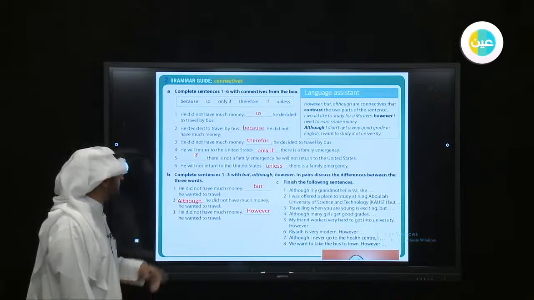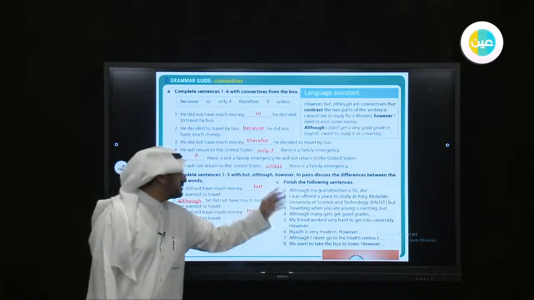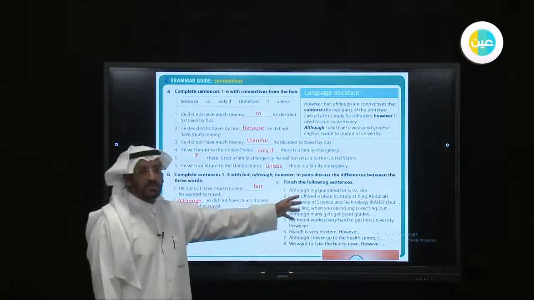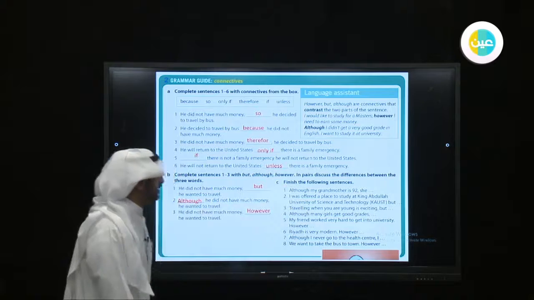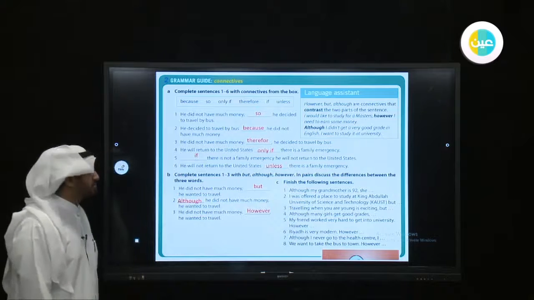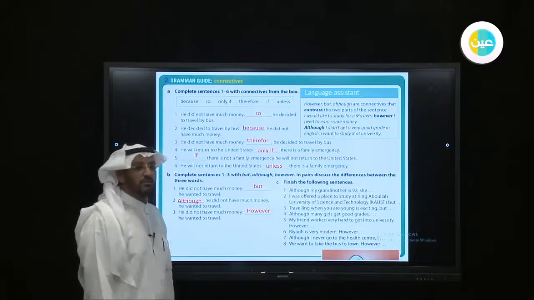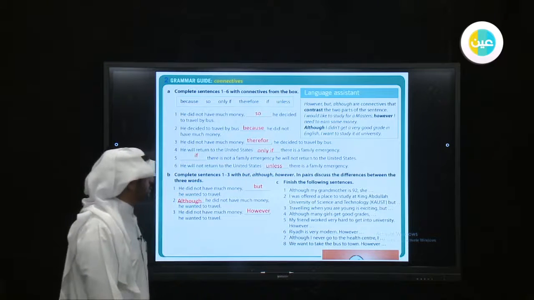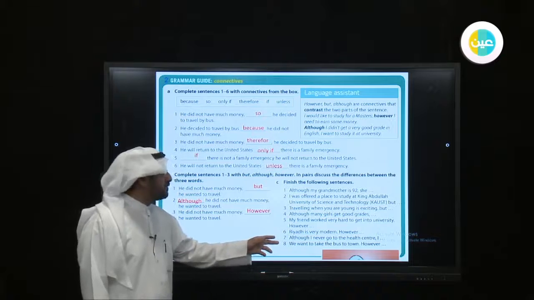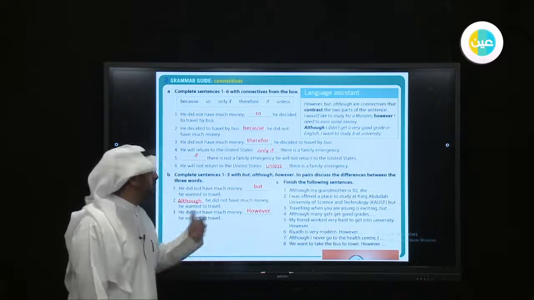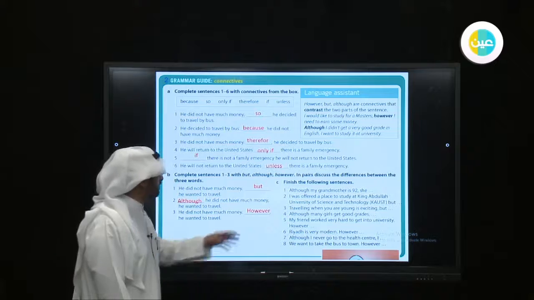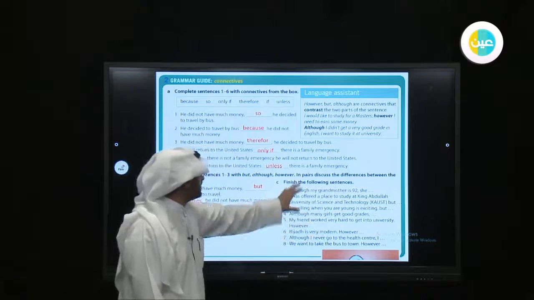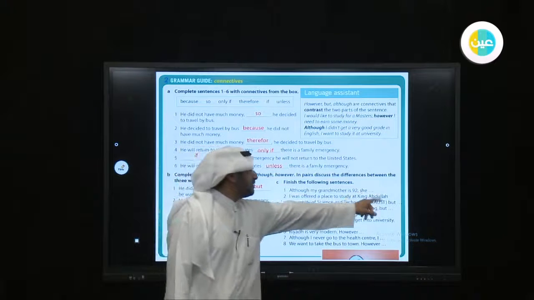After that, next, C. This is homework with the workbook. You must correct the exercise in the workbook to help you develop your language and practice, more practice. Finish the following sentences. You must write, finish the sentence.